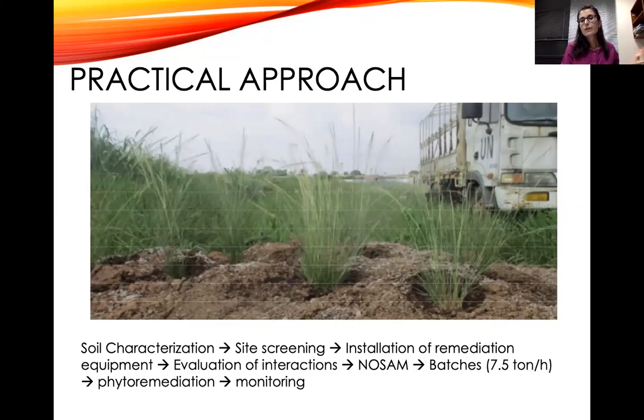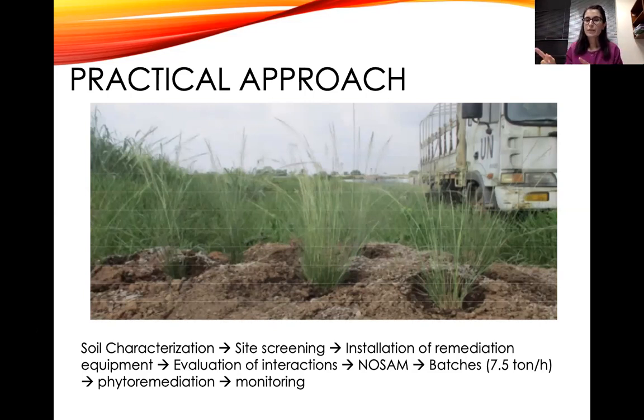Okay, so now that the soil is contaminated, the approach they took was they took the soil, they characterized it, they screened the site, they looked at it, and they used a certain kind of equipment to remediate it. They looked at the interactions. They used a certain kind of food for the microorganisms and the protozoans or whatever that were using the nutrients to degrade the hydrocarbons or the petroleum in the soil.